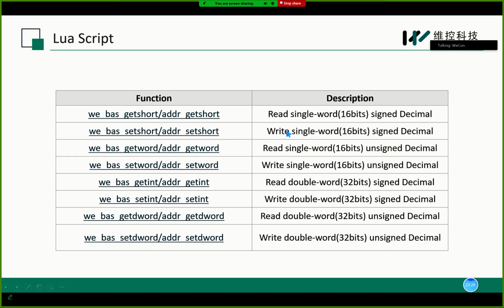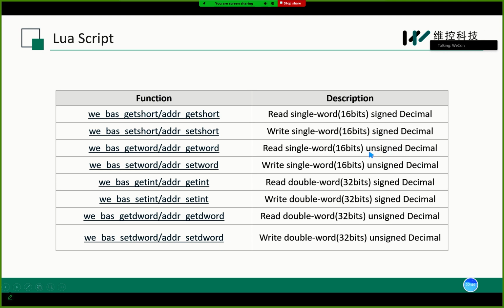So maybe you have some questions. How about using other different data types? For example, unsigned decimal of 16 bits or 32 bits. So here is the table to match the different types.